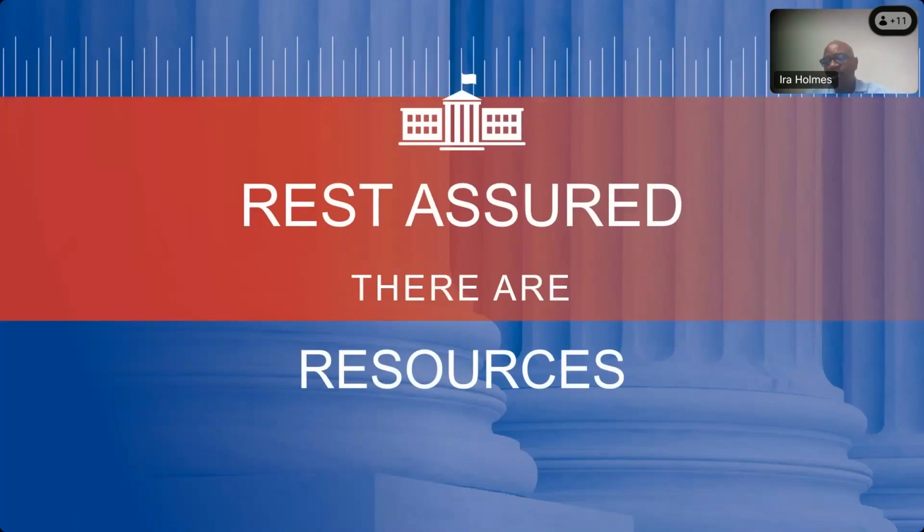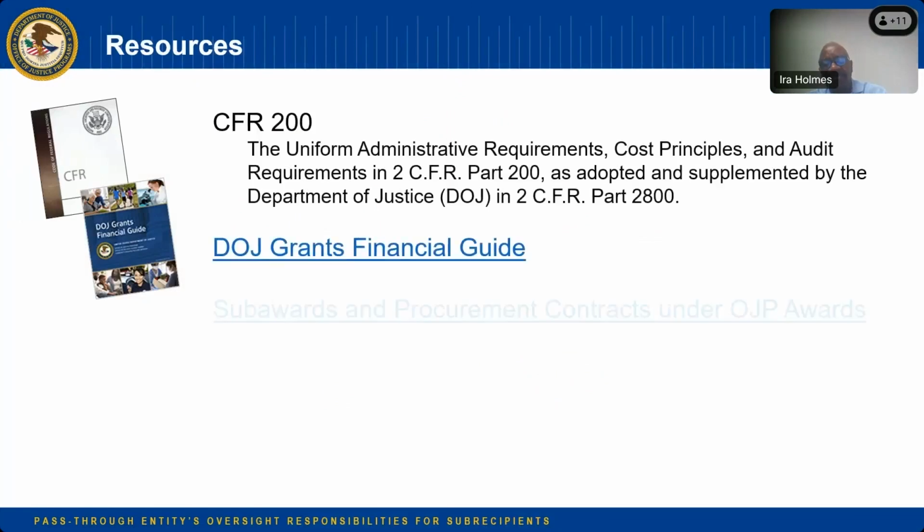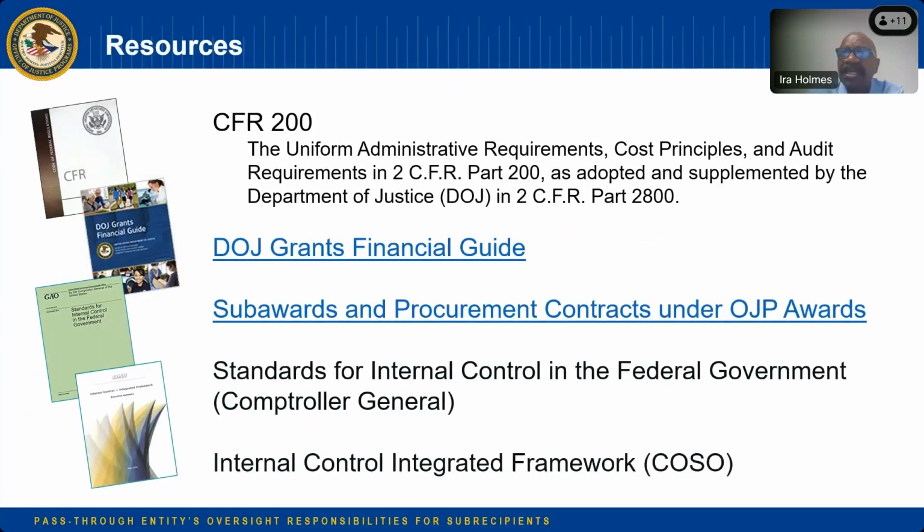So this slide where it says, rest assured there are some resources. We're going to go over where you can find a lot of the information. Notice I kept talking about uniform guidance, 2 CFR 200. And each one of the paragraphs or subparagraphs that I mentioned during this presentation is exactly where you'll find it in the CFR. The DOJ Grants Financial Guide. Of course, that should be your guide in how you administer your program and how you manage your subrecipient.